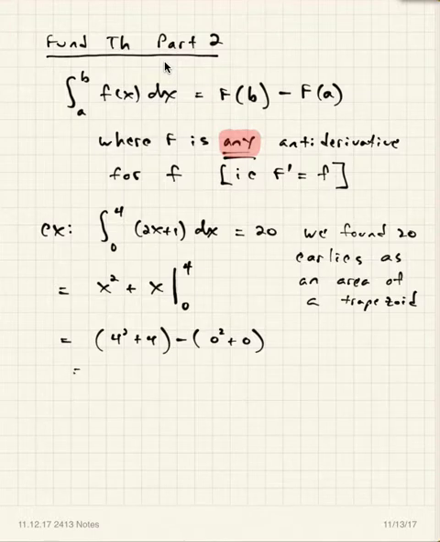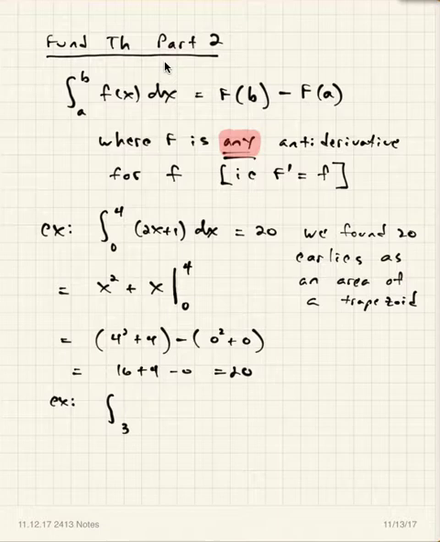All right, and so then what do we get? We get 16 plus 4 minus 0, and sure enough, we get 20. And there's our value of our antiderivative, or our definite integral there. All right, so that works out nice.